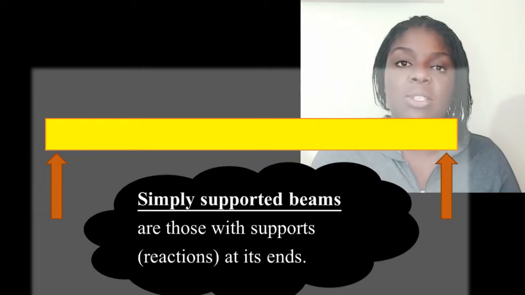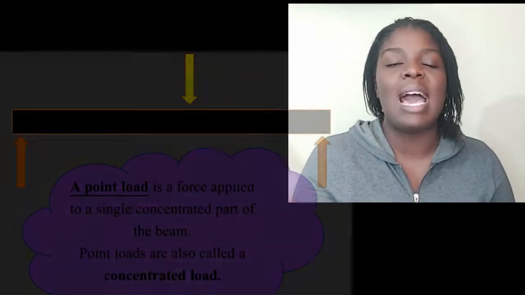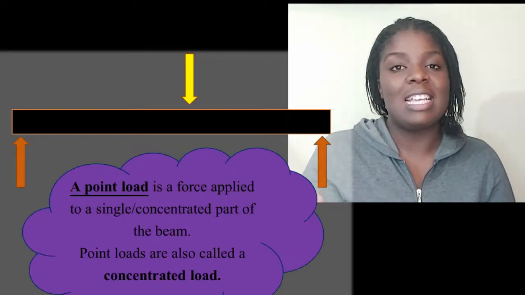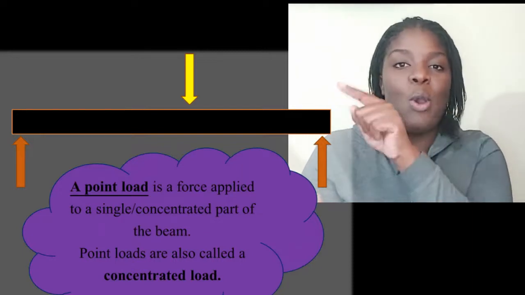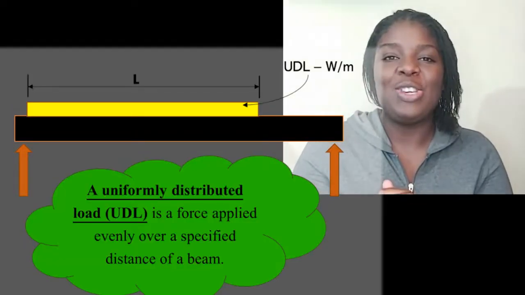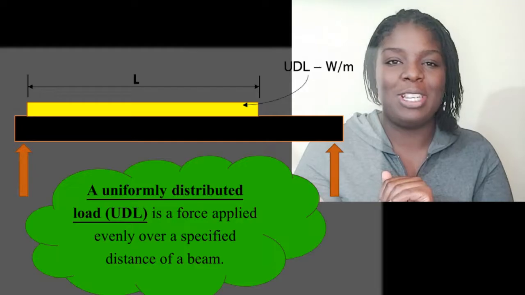And I want to also bring to your attention the type of load. Now, you have two main types of loads that you can come across in beams, and that's the point load and the uniformly distributed load. So in this example, I'm showing you a point load applied. And in this example, you are seeing a uniformly distributed load.